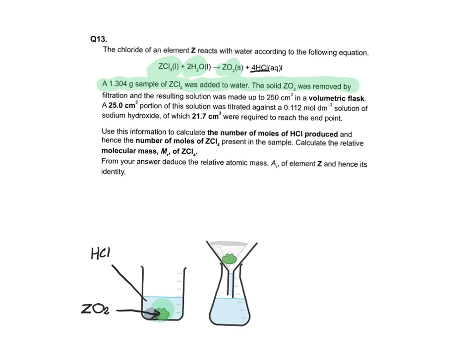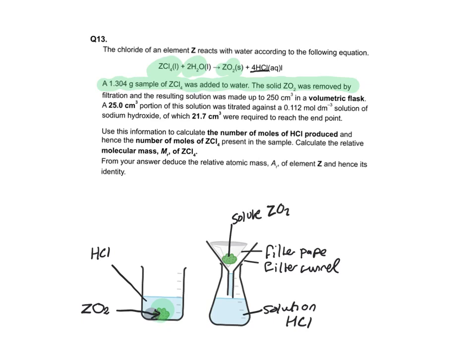How do we get the ZO2 away from the HCl? Well, we then carry out a filtration. So you need filter paper to get rid of the solid, and we've got a filter funnel as well. So there is our filter funnel. So we're collecting the solution, and the solution contains hydrochloric acid. And there is the unwanted solute that we don't want, and that is our ZO2.